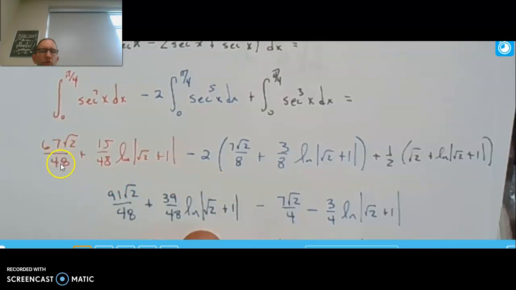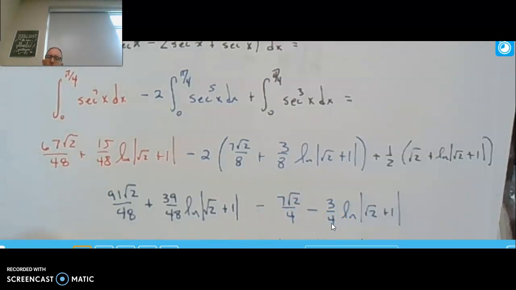So we have 67 over 48 plus, this would basically be 24 over 48 times root 2 to get the 91 over 48. Did the same thing with the 15 over 48 here, plus the 24 over 48 here, when we distribute the 1/2. And that would give us the 39 over 48 times the natural log of the square root of 2 plus 1. Distributing the 2 through the parentheses here will make these 4s. We can cancel a 2 out of the top and a 2 out of the bottom, and we'll have factors of 4 in the denominators now.